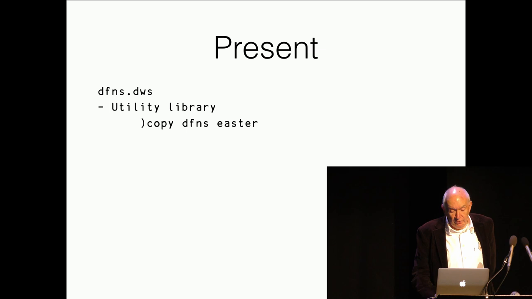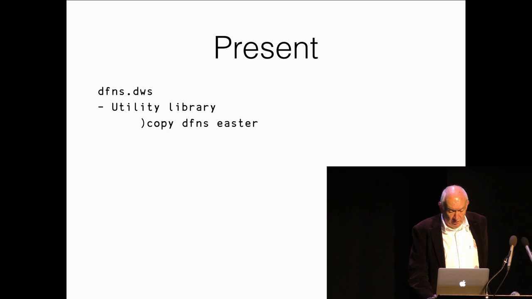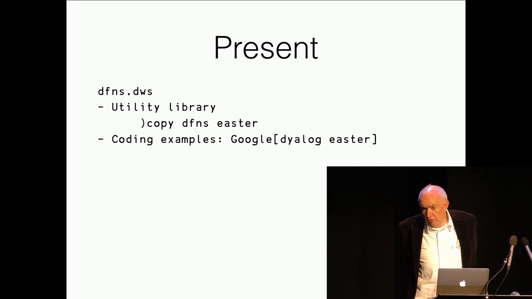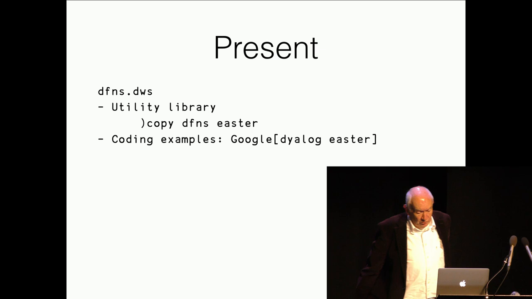And it is three things. It is a utility library, so if you wanted an Easter date calculation, you can copy Dfns Easter to bring that calculation in. It provides coding examples, and Google is your friend here. If you Google for Dyalog space something like Easter, typically you'll get a hit to the notes page for one of these functions in the first two or three hits, so that tends to attract a fair amount of traffic to us.